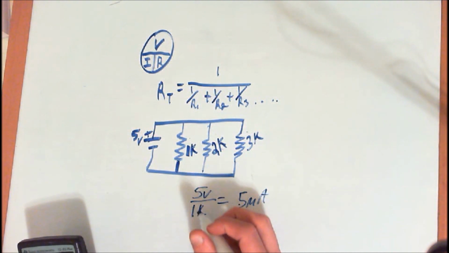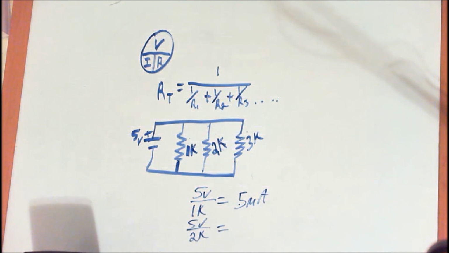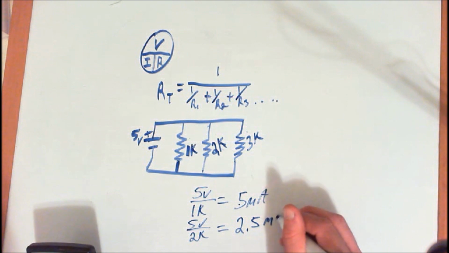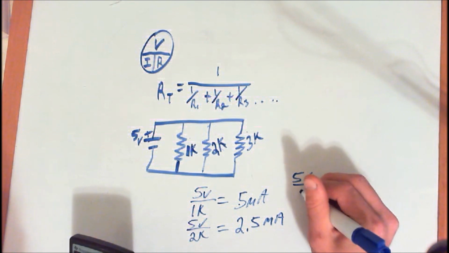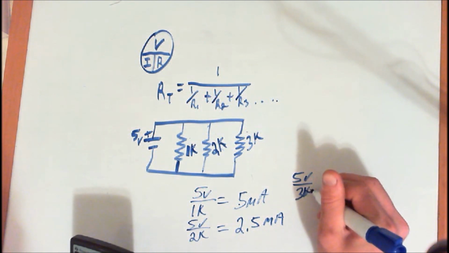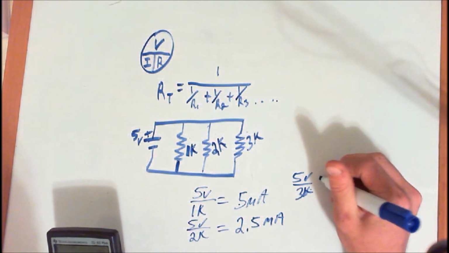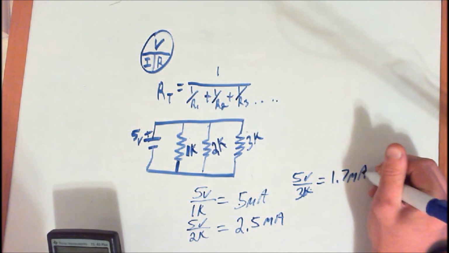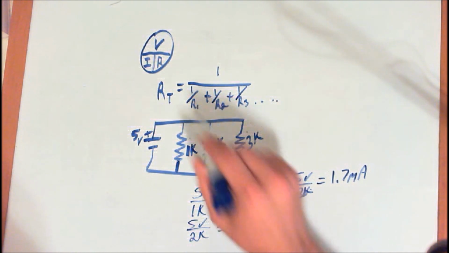Alright, let's move on to our next leg. That's 5 volts divided by 2K equals 5 divided by 2,000 equals 2.5 milliamps. Let's look at the third leg there. That's 5 volts divided by 3,000, or 3K. So 5 divided by 3,000 equals 1.7 milliamps. Okay, now again with Kirchhoff's law, all these should add up to equal the total current in the circuit.